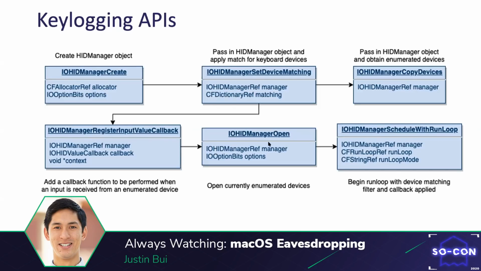Next, we'll use IOHIDManagerOpen to just open any currently enumerated devices. And lastly, we'll use IOHIDManagerScheduleWithRunLoop to kick off a run loop that uses that device matching filter on keyboards that we've specified, as well as with the callback applied.